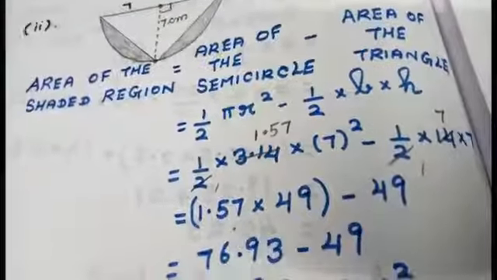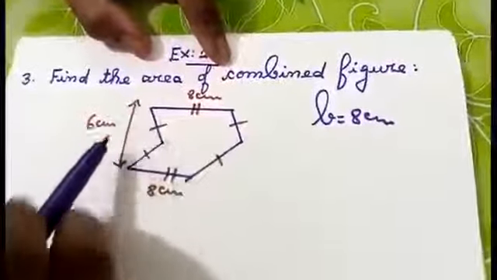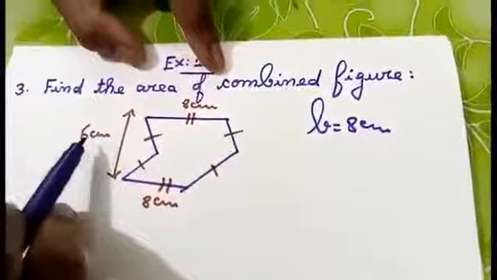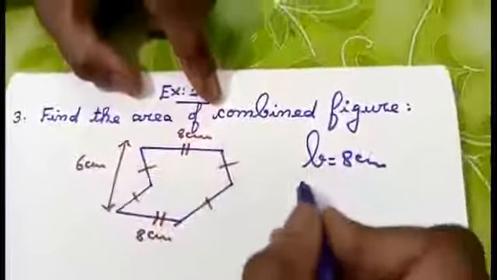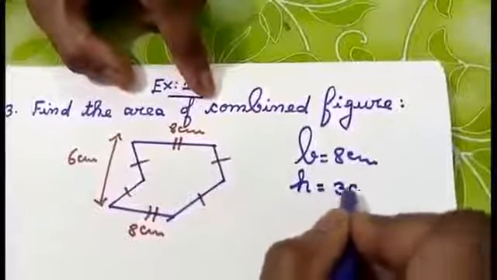We have given you the figure. In this figure, we are going to have two parallelograms. The base of the two parallelograms is going to be 8 centimeter, and the total height of the figure is 6 centimeter. Since both figures are parallelograms, and the total height is given as 6 centimeter, I am going to split this height into two. That is, the height I am going to take as 3 centimeter.